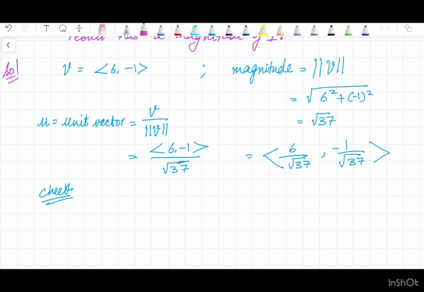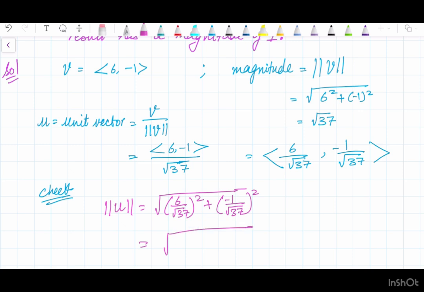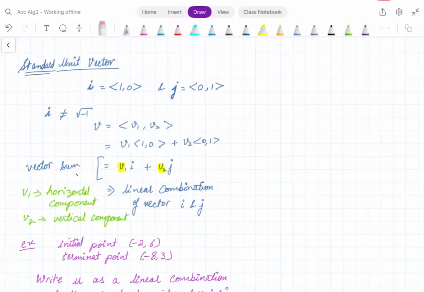Let's take the magnitude of vector u and see what will happen. So to check, let's find the magnitude of u. So we have v1 as 6 over radical 37, which will be squared, plus negative 1 over radical 37, which will be squared again. If you simplify it, you are getting 36 over 37 plus 1 over 37, which is radical of 1, which is nothing but 1. So it is giving you the answer 1. That means our answer is verified.